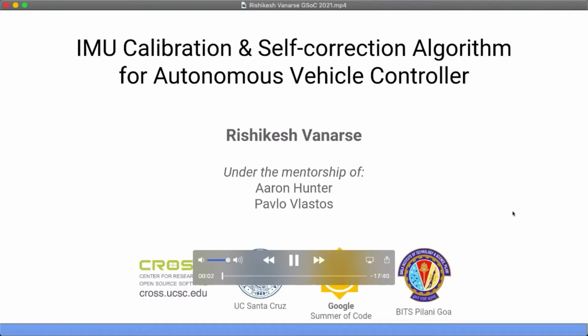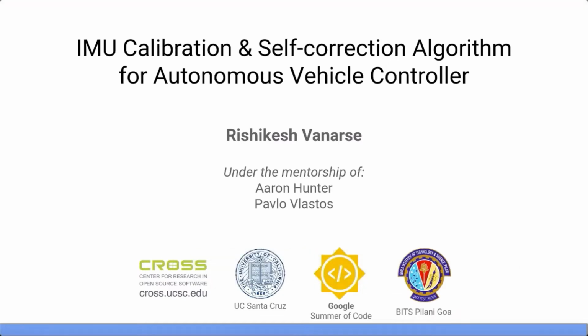Hi, everyone. I'm Rishikesh Vanarse. Firstly, thank you very much for inviting me to this symposium. I worked with the Center for Research in Open Source Software this summer as a part of my Google Summer of Code program. I worked on a project related to an autonomous vehicle controller, in which I worked on IMU-based state estimation. The title of my talk is IMU Calibration and Self-Correction Algorithm for Autonomous Vehicle Controller.